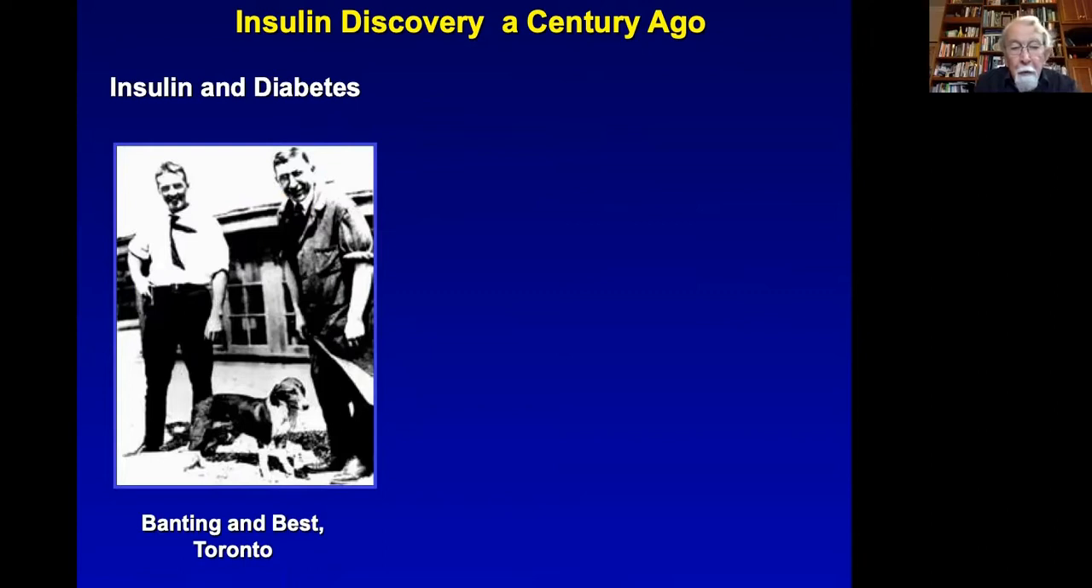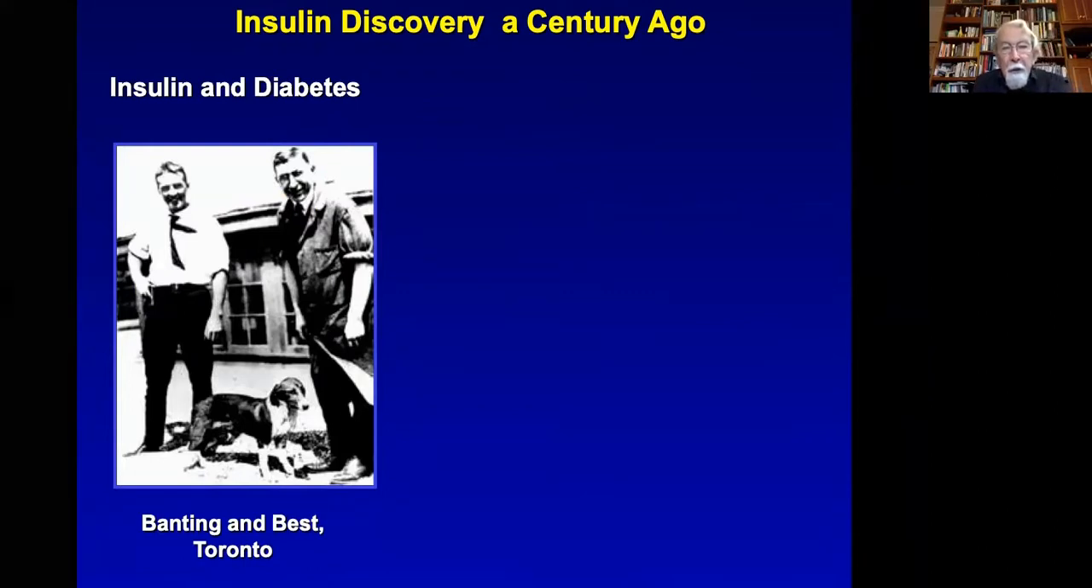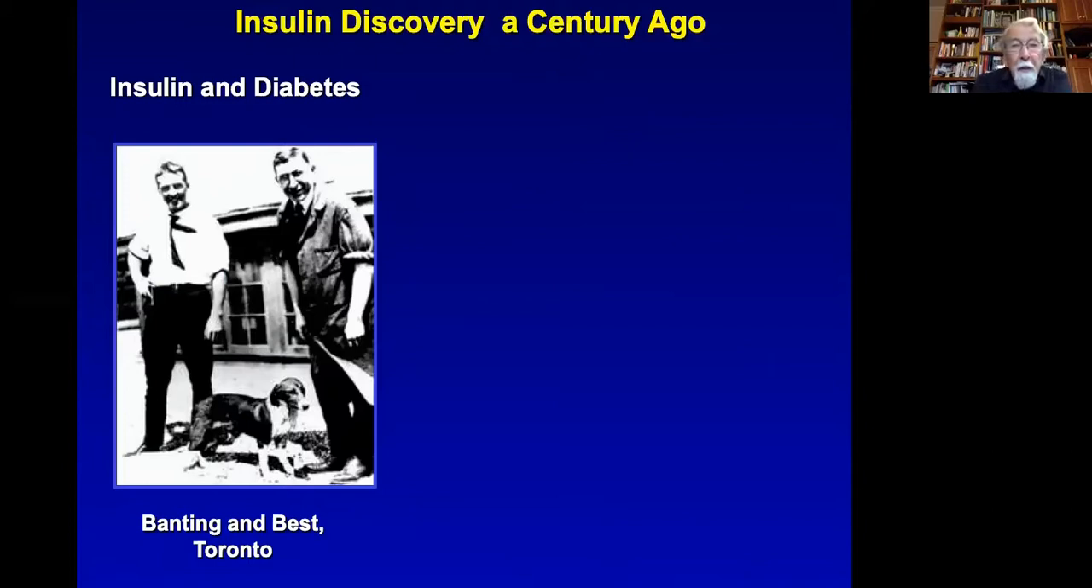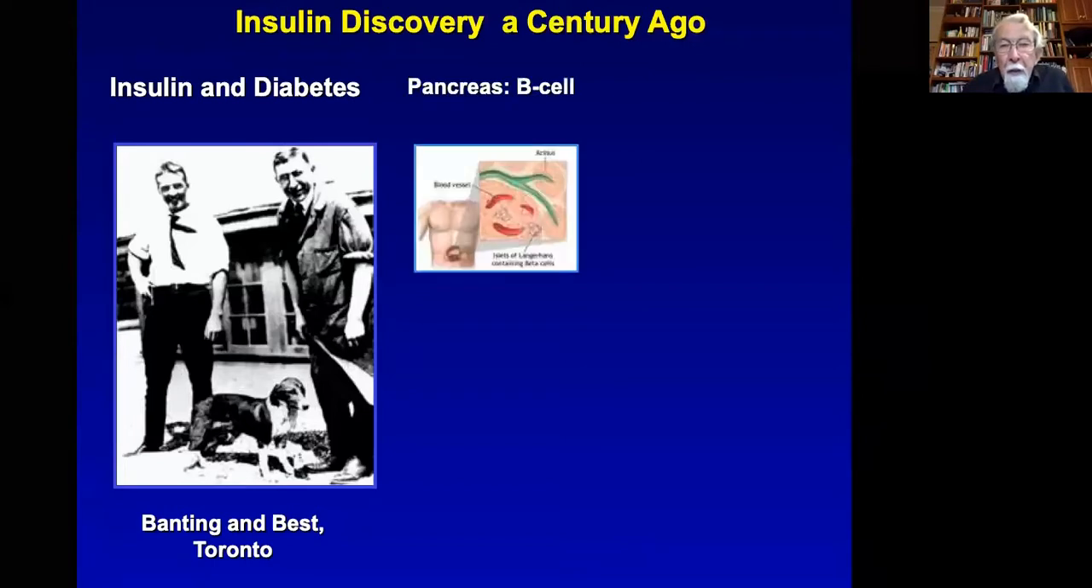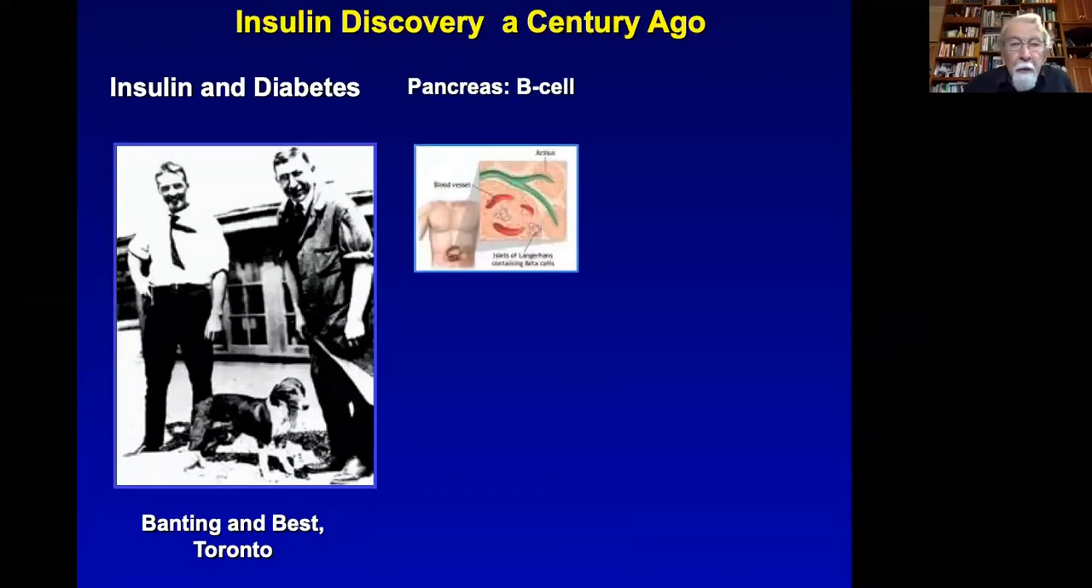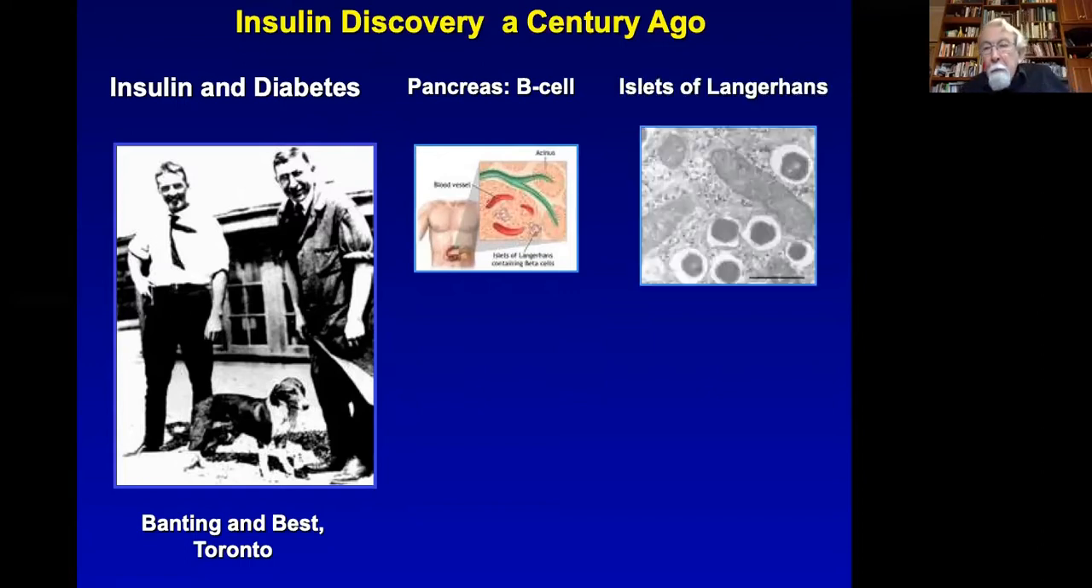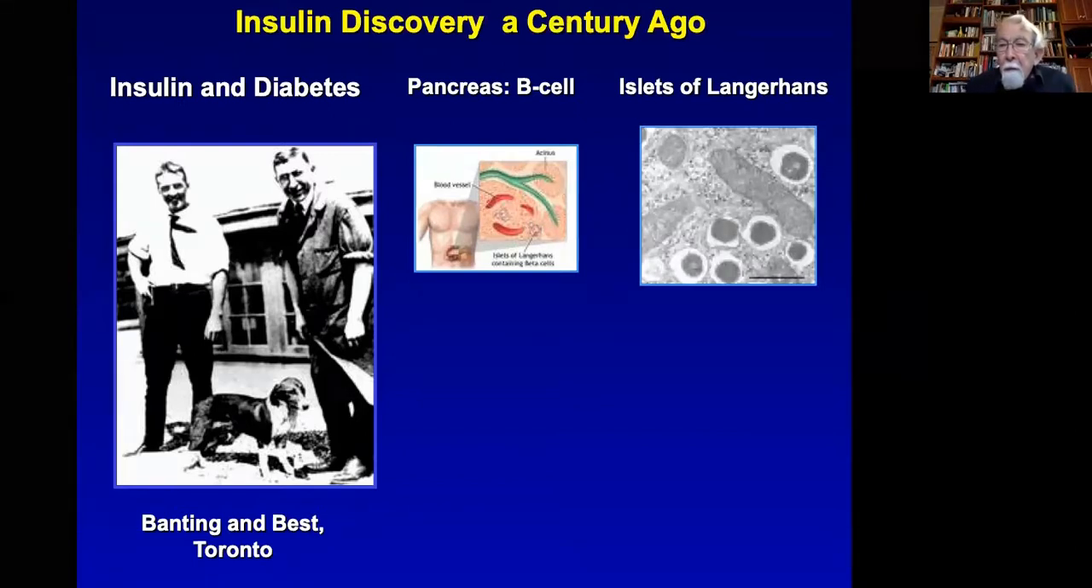And of course, the major initiative in understanding insulin and its relationship to diabetes came from Banting and Best, who were in Toronto, and they began to understand that insulin came from the pancreas, from the beta cell, and later work allowed them to see the islets of Langerhans where you could see insulin. And of course, that's where insulin is stored in a crystalline, microcrystalline form.